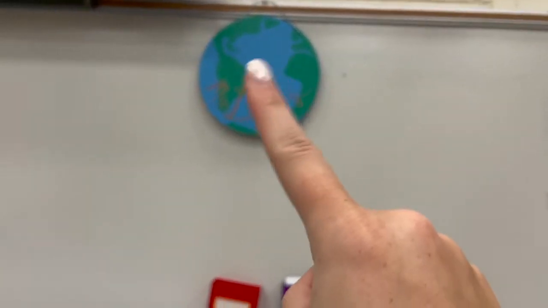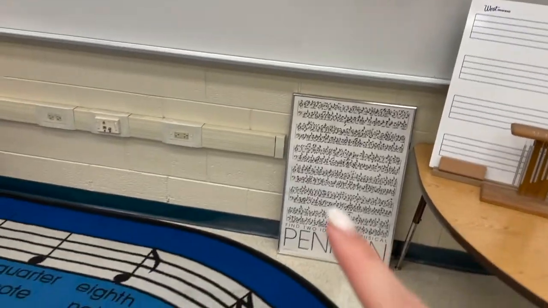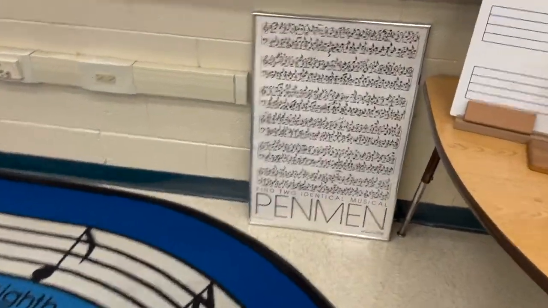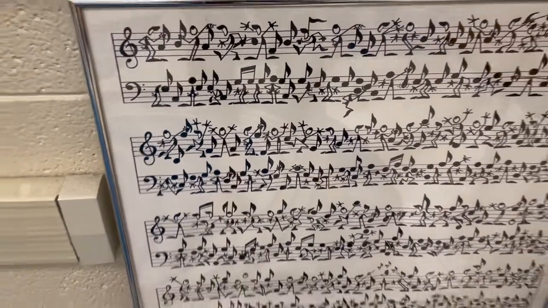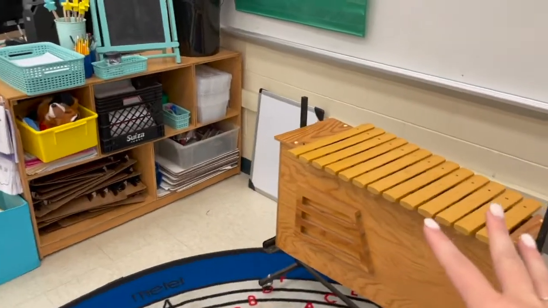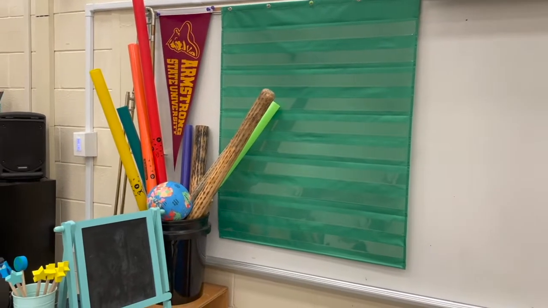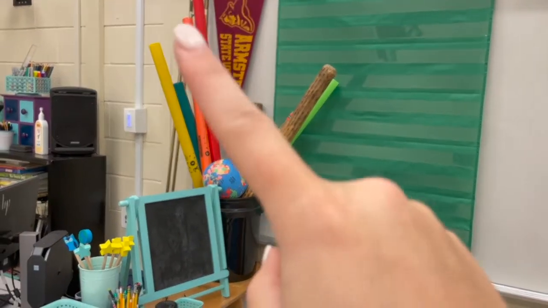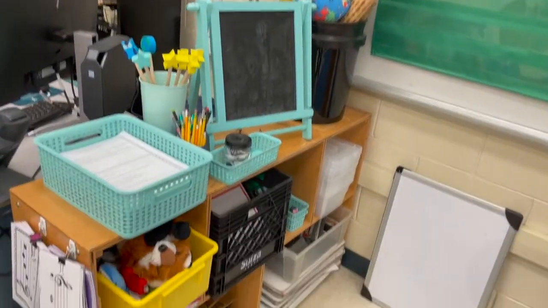This little thing I got from Target dollar spot 2 years ago and just put my name on it. This was a poster that my granddad had, and they're these little people made out of music notes, and they're just fun. There's 2 that are exactly the same apparently, but I've never found them. I like to keep my big xylophone up here. This pocket chart is new. It was from my principal. I keep the big boom whackers, rain sticks, and then our little globe here.